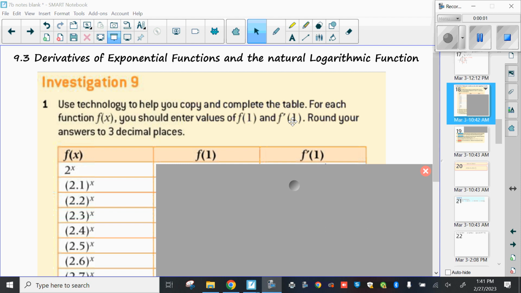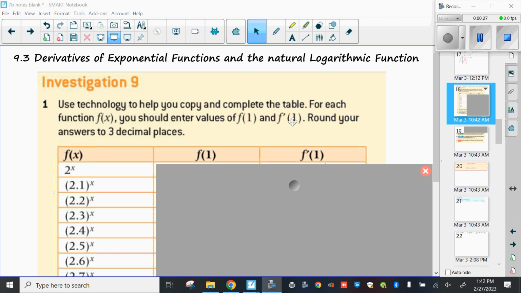Okay, so we are going to be looking at the exponential function and the natural log, so the derivative of both of these. In order to do this, we're going to start with this investigation. You are going to use your calculator to fill in your table. You'll put 2 to the x into your calculator and then put a 1 in there, and then instead do 2.1 to the first and then 2.2 to the first, etc.